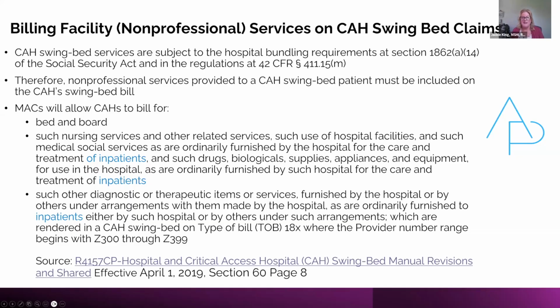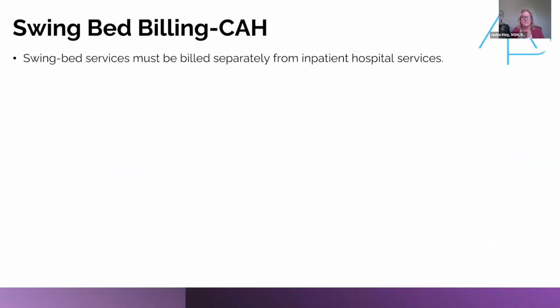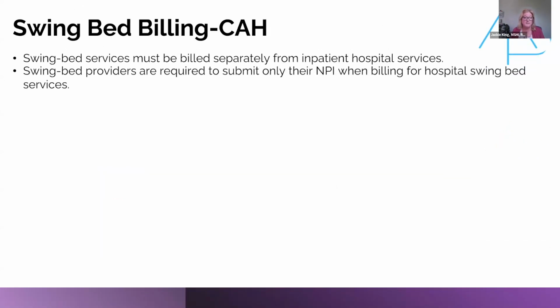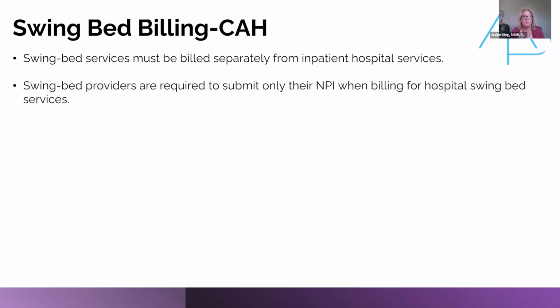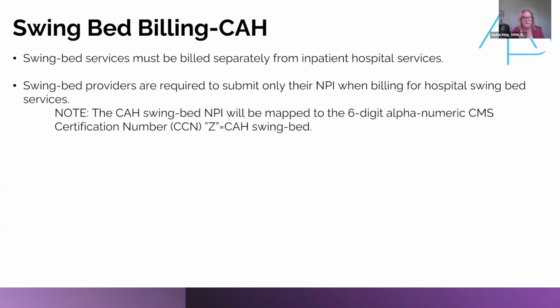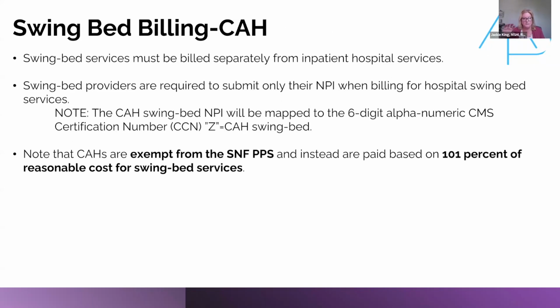All right. I'm going to move over to the next slide and talk about billing. Our services are billed separately from inpatient. It's a different bill type. We submit one NPI when we're billing for our swing bed, and it'll map over to your Z code, your CCN number. Again, we're exempt from the SNF prospective payment system. So we are paid instead 101% of reasonable cost.